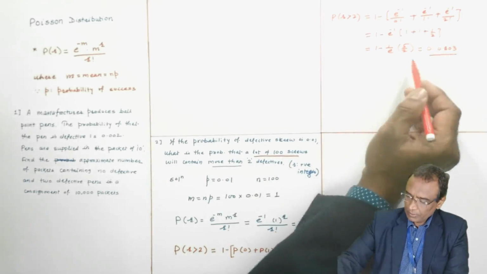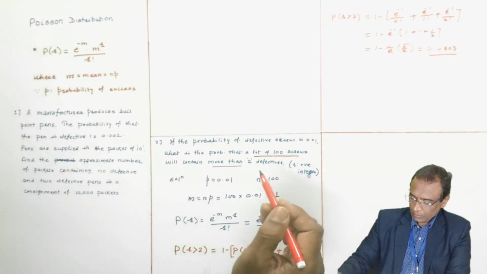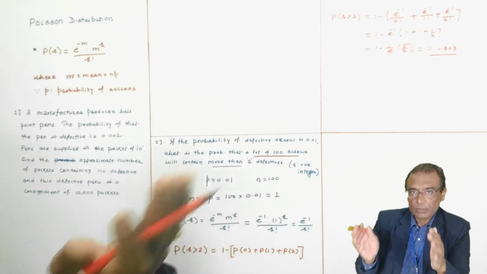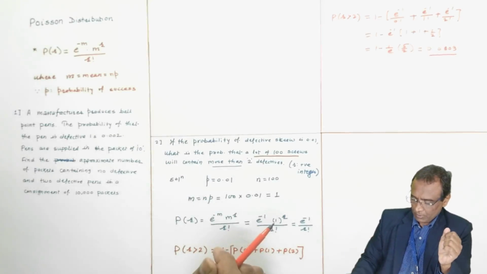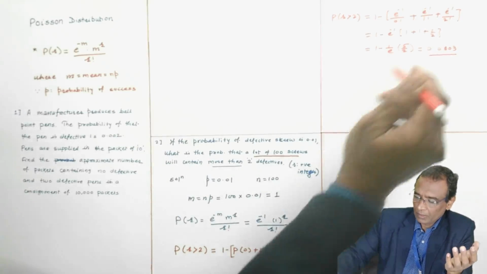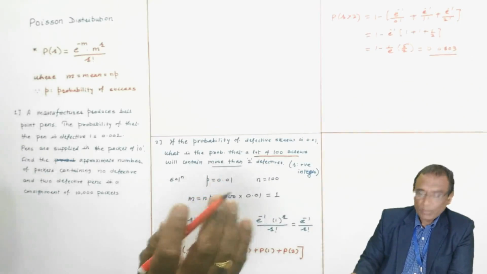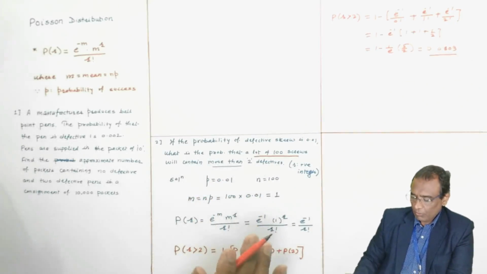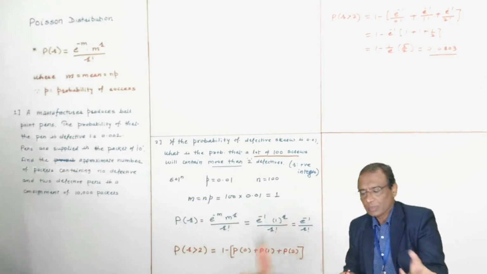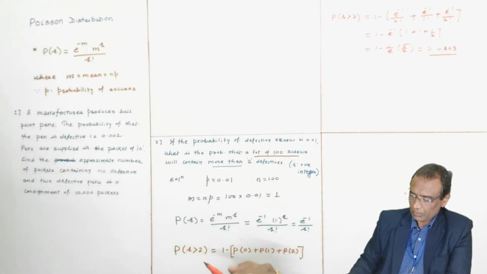Okay, this is the probability that in a lot of 100 screws more than two defective screws will be there. We have to find out the probability. If you want the number of screws, then you can multiply it by 100, but it is not asked here. Okay, it is not asked here.